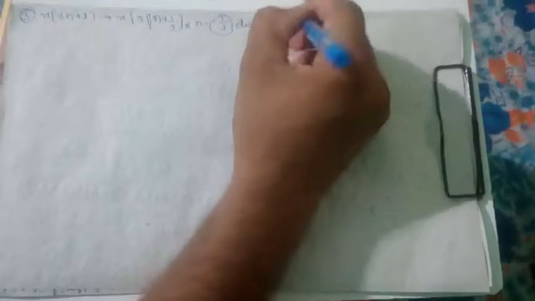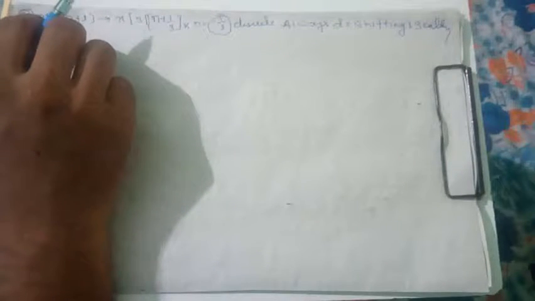So in discrete, always do shifting first and then scaling. Now solve these questions. Now it is x of 3n plus 1.